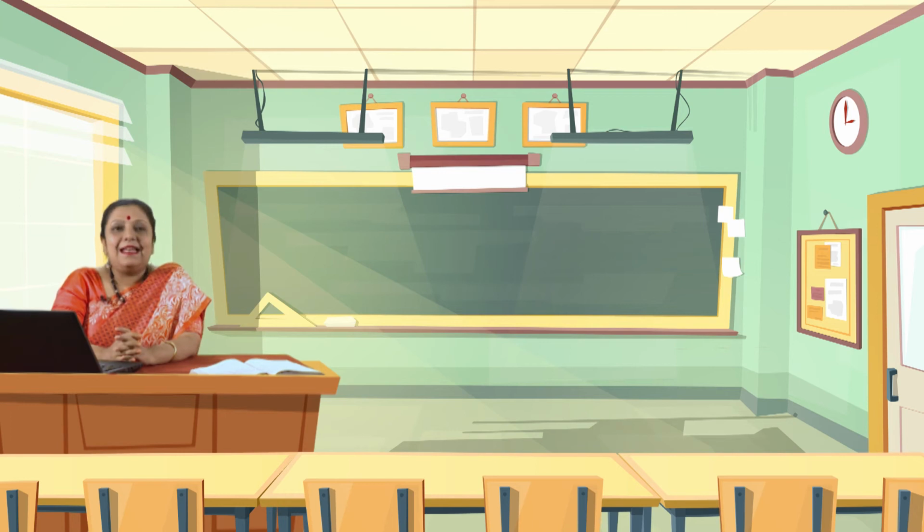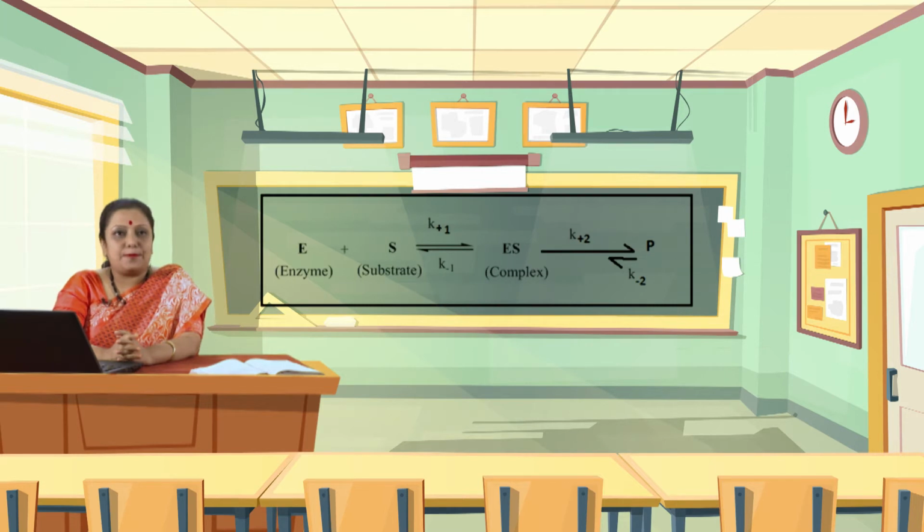Enzyme kinetics. Let's start with the single substrate reaction, where the enzyme reacts with the substrate and forms the ES complex. The rate constant for the forward reaction is k+1 and for the backward reaction it is k-1. From the ES complex, ultimately the free enzyme is released and the product is released. For the forward reaction, the rate constant is taken as k+2, and the rate constant of the reverse reaction is k-2, which is sometimes taken as negligible.